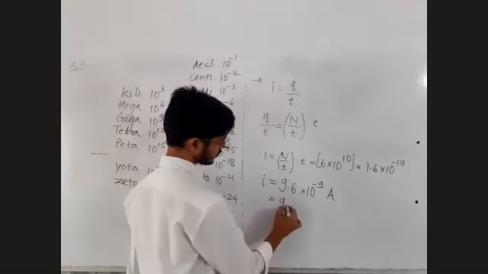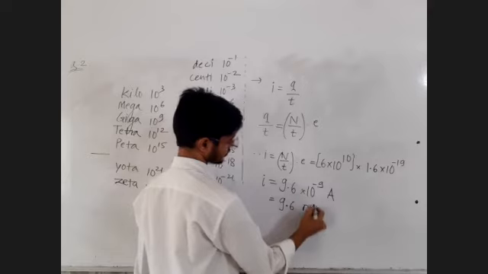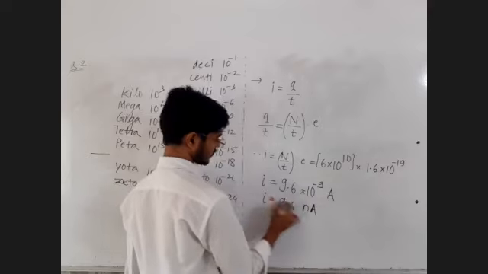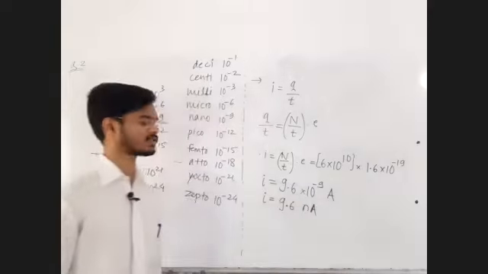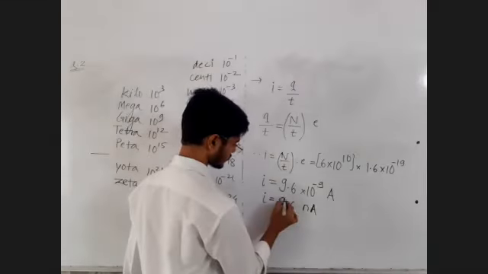So here, what is the answer that I can write? 9.6. 10 raised to minus 9 means nano. This is ampere. Yes. These are some practical currents, right? 9.6 nano ampere. Electronic circuits, you can deal with these currents.